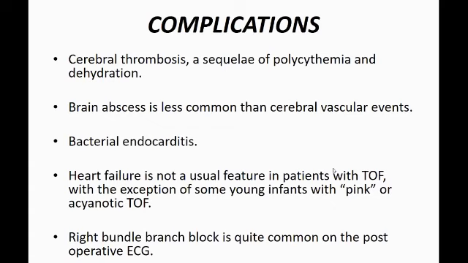For example, if a child who has tetralogy develops diarrhea, so he already has polycythemia and now he has become dehydrated, this will exaggerate this polycythemia and hematocrit level, and this can lead to cerebral thrombosis. Brain abscess is less common than cerebral vascular events in these children, but these children can also develop brain abscess because of the thromboembolic complication. Bacterial endocarditis is a life-threatening complication which these children can develop.